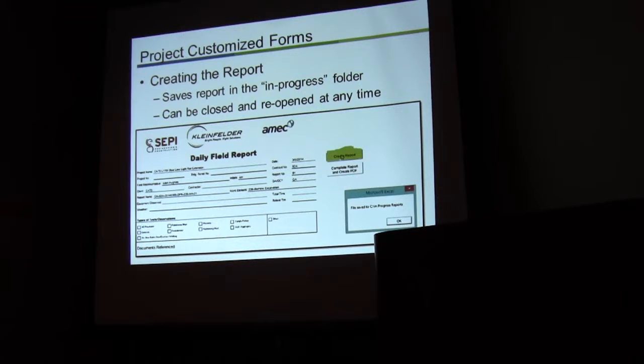So to create the report, if you remember, there was an in-progress folder back in the SharePoint site. Where we start is the technician sets up to create a report, and what this does is it saves it to their hard drive in an in-progress folder that's been set up for them. At this point, it's an Excel document, and they can go into it, close it, reopen it, and work on it throughout the day. It's not in a situation yet to be finalized.